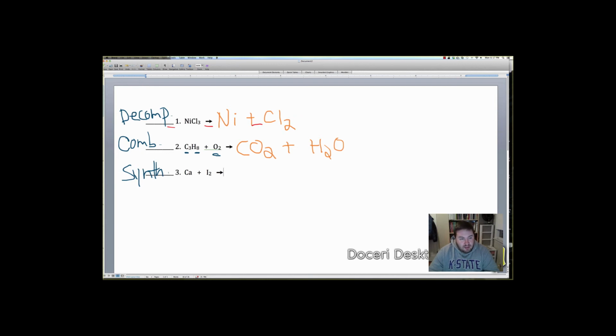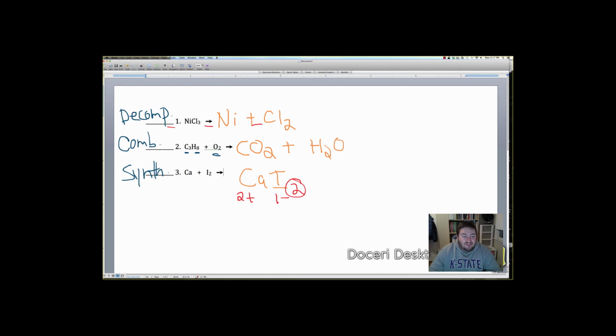And then last but not least, our synthesis reaction. We have two simple elements combining to make one compound. So we have calcium and iodine going together. I write the formula for that compound, and then I do need to check charges. This is an ionic compound, so I go to my periodic table and I find out that calcium is a 2+ ion and that iodine is a 1- ion. That means I'm going to need 2 iodines so that my charges are balanced and my formula is written correctly, which means I have to add that little subscript of 2 right here to make this formula correct. And then when I go back and balance it, that actually is going to help me out.